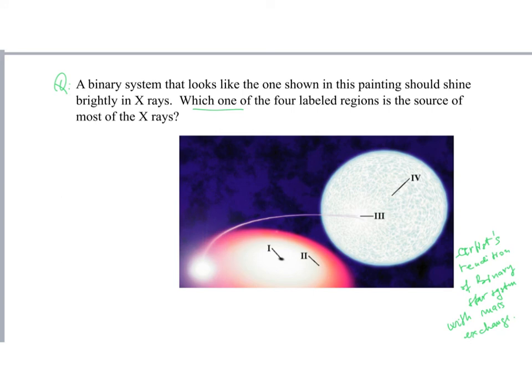And the answer is 2, because this is where the accretion disk is, right? So here we have friction that's going to heat up gas falling onto the black hole. And if it's heated up, it's going to emit the high energy type of electromagnetic radiation, which are the X-rays.